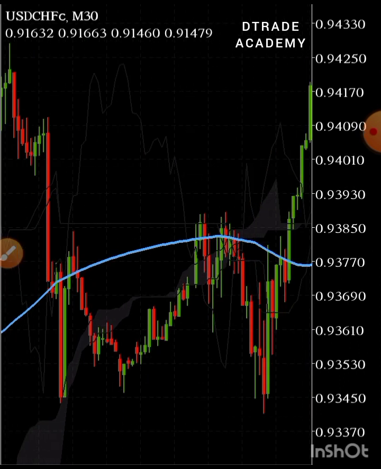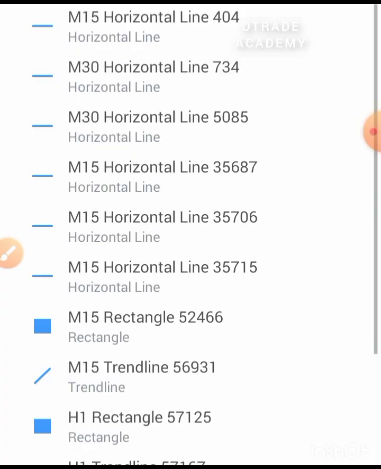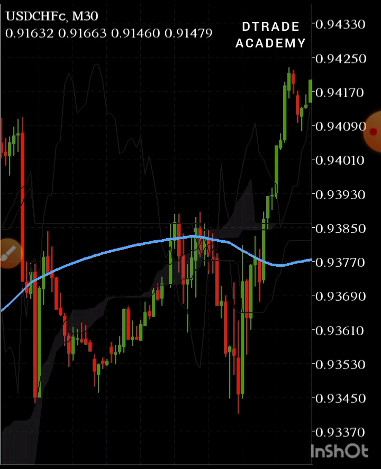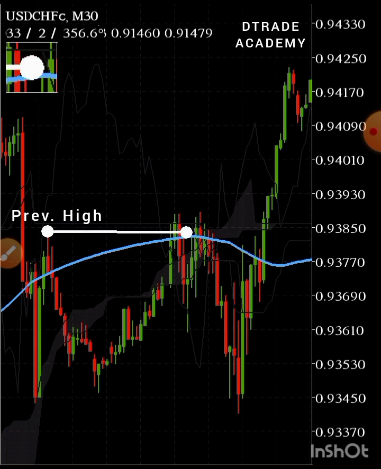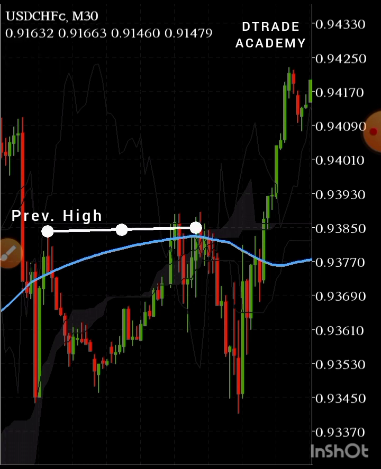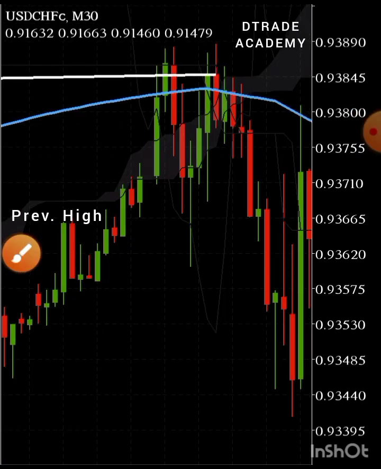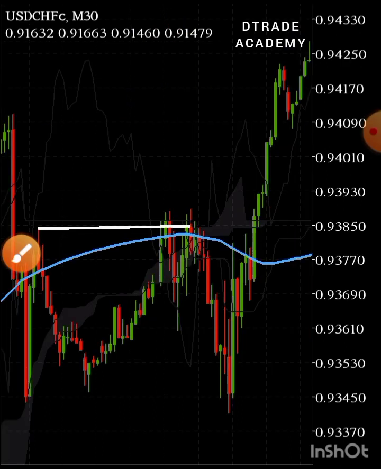Now take for instance, we mark this as our break. This was our previous high, so I'll extend it. What did you notice? We notice that a particular candle has broken it. This candle has broken it. So this is a valid break of structure.